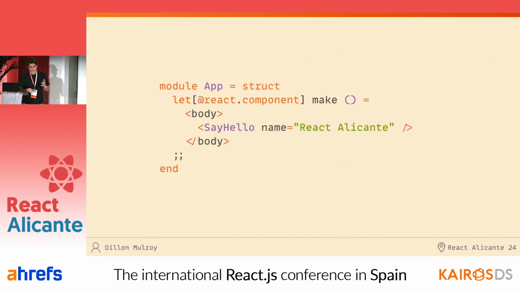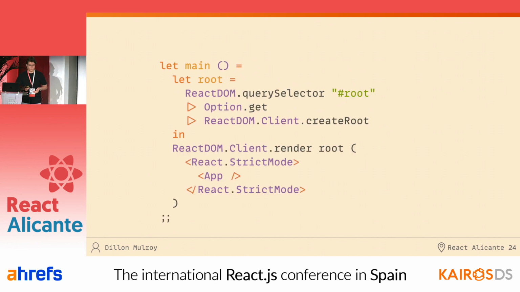So next we can see our app, right? We can just continue writing React like we normally would. We render our say hello component, passing React Alicante as our name. And when we want to build up the full application, we can just query the root DOM, create our root, pass that the client render, make sure we're in strict mode, and go on our way.